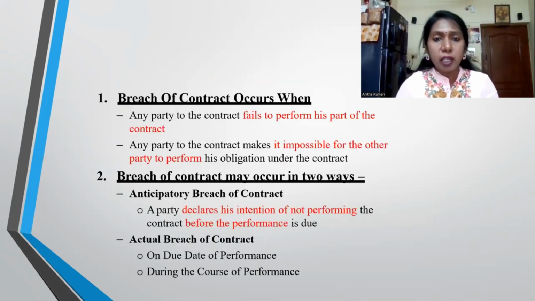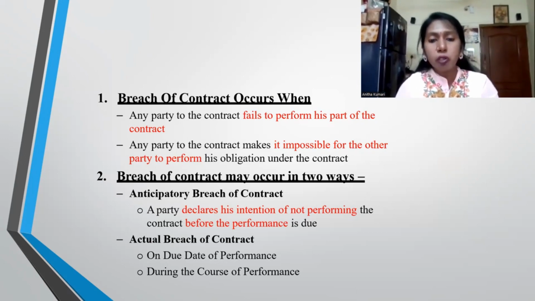So breach of contract occurs when any party to the contract fails to perform his part of the contract, or any party makes it impossible for the other party to perform his obligation. Breach of contract may occur in two ways: anticipatory breach of contract and actual breach of contract. So what is called anticipatory breach of contract? A party declares his intention of not performing his respective promise before the performance. That is called anticipatory. Whereas actual, in the sense, is on the due date of performance or during the course of performance.